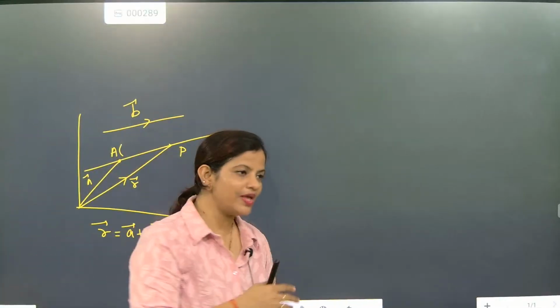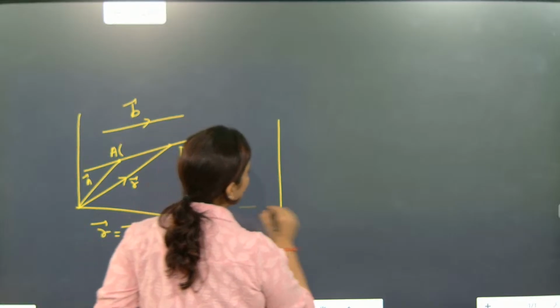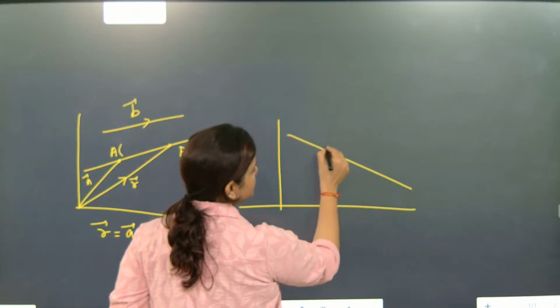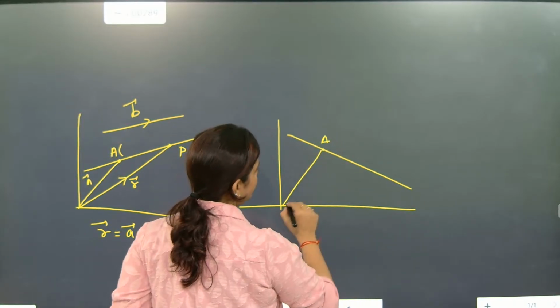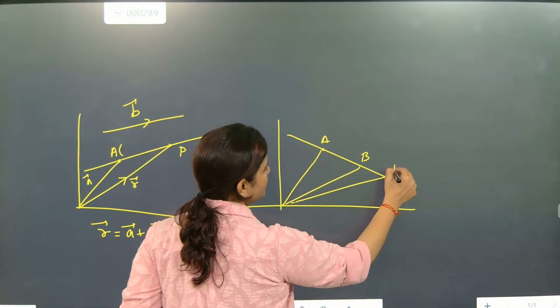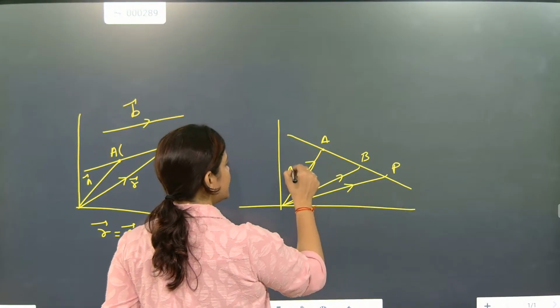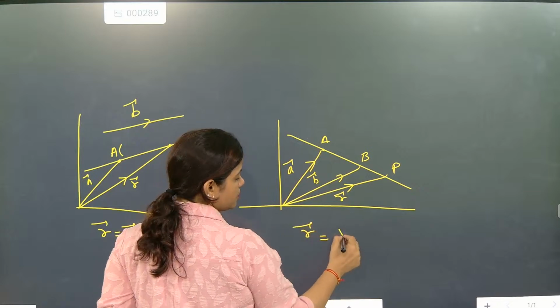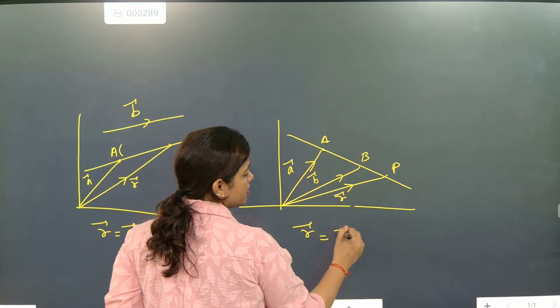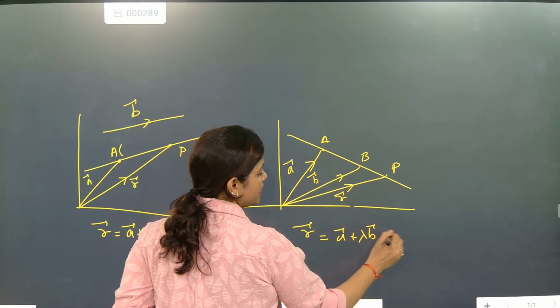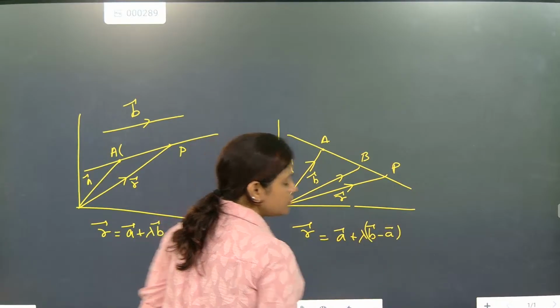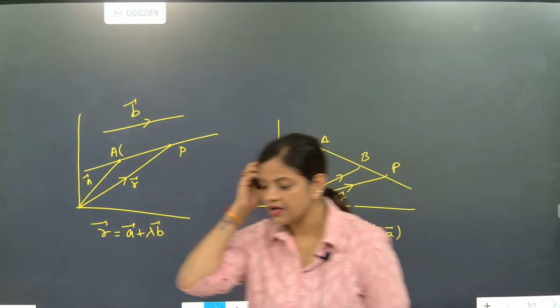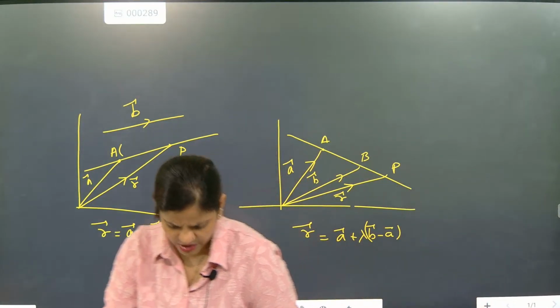Now next, what we have studied here is, given 2 points, A point and B point will be there and P point will be outside. So this is considered as A vector, this is B vector, this is resultant R. So R vector is equal to A vector plus lambda times B vector minus A vector. So these are the two formulas we have exactly learned in the previous class. Did you understand this part?